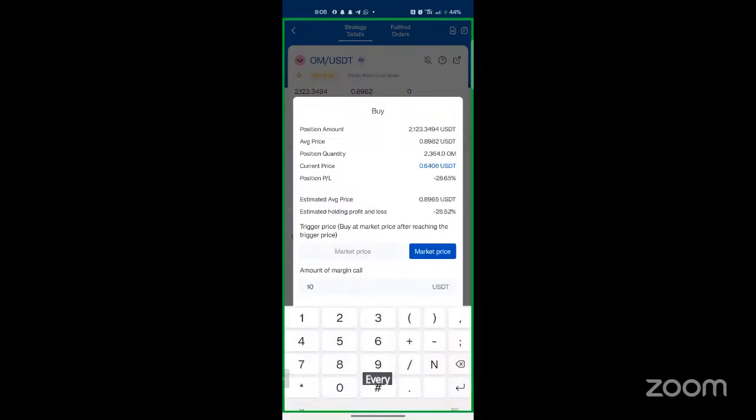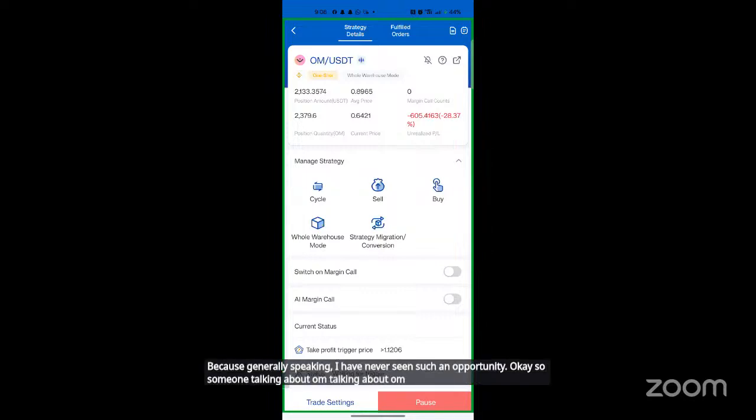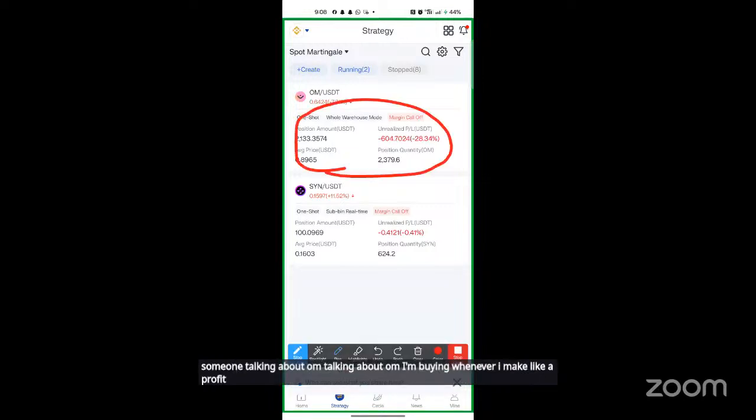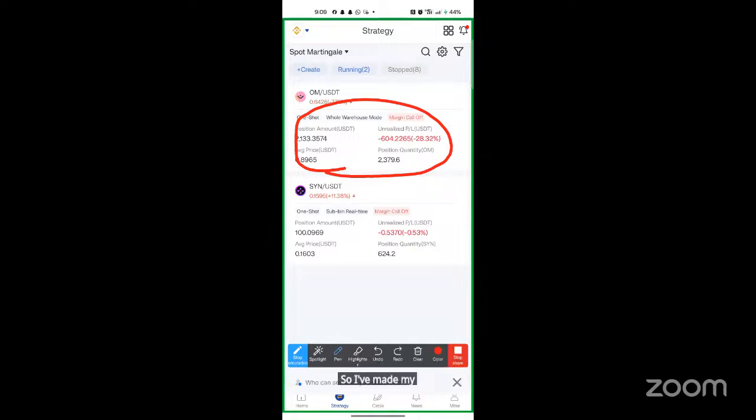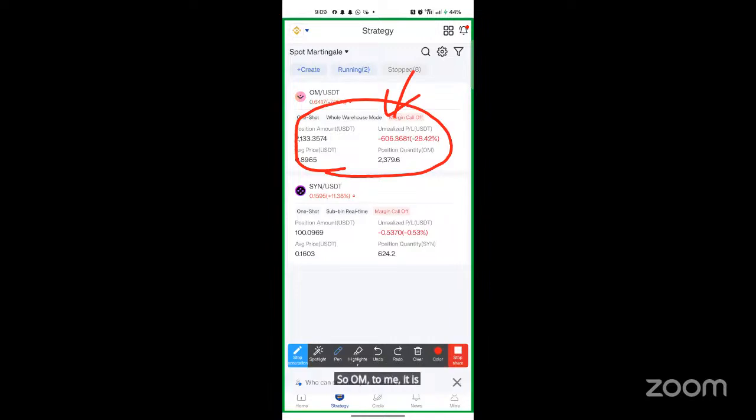Every profit I make from trading, I'm buying more of this coin because generally speaking, I have never seen such an opportunity. Okay. So someone talking about OM, whenever I make my profit in trading, I bring my profit, I buy more. So I've made my $10, I've bought more. If I make more $10 or 20, buy more. I buy more, I buy more, I buy more. So OM, to me, is a very good opportunity. I don't care what people might be saying, but I've done my due diligence.